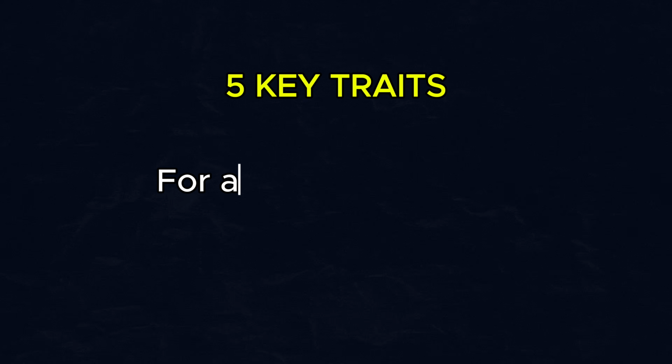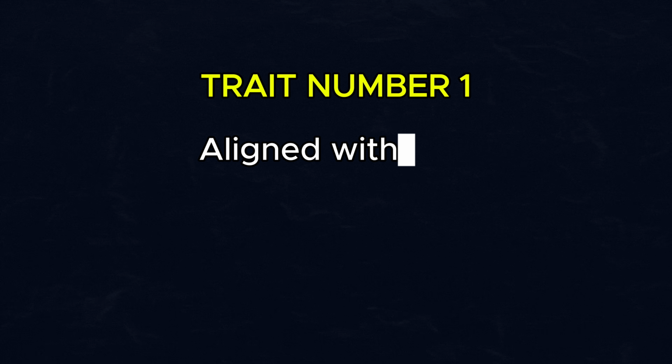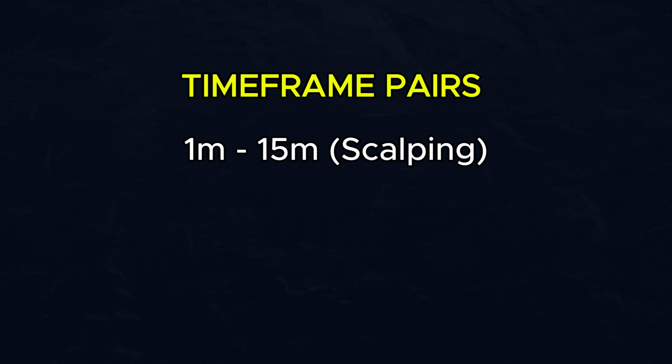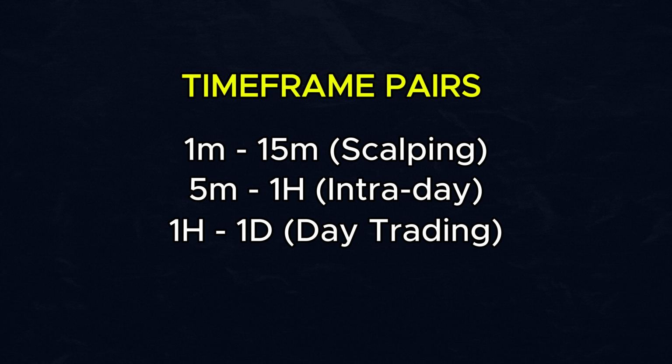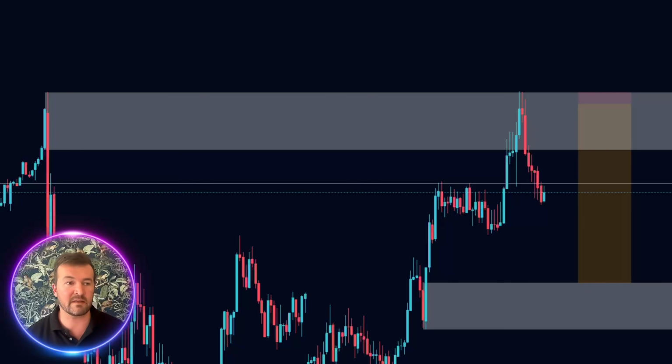The 5 key traits as to what makes a good solid order block. First of all, the trade needs to be aligned with the higher time frame. Now, as I mentioned, I took the trade off of the 1 minute, which means the higher time frame is the 15-minute. They're just two time frames which work extremely well together. Another is the 5-minute and the hourly. Beyond that, there is the hourly and the daily, and there is the 4-hour and the weekly. They just work really well together.